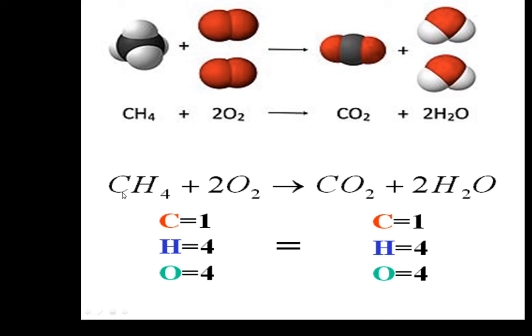So just check out, carbon 1, hydrogen 4, oxygen 4. It has to be balanced with the product part, C1H4O4. Okay, so in this way you have to balance your chemical reaction.